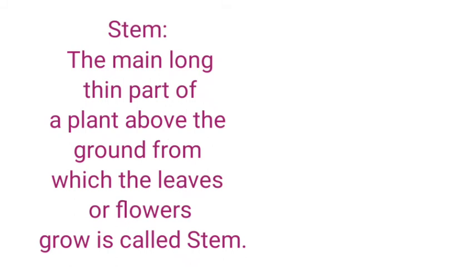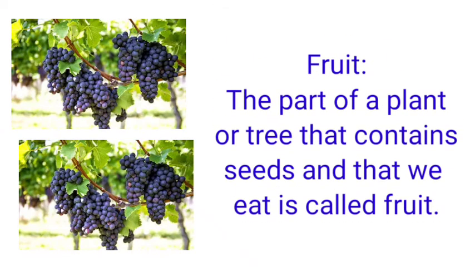Now know the next part of shoot system, that is fruit. What is fruit? The part of a plant or tree that contains seeds and that we eat is called fruit.